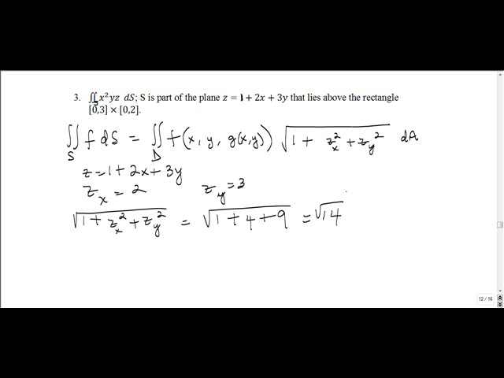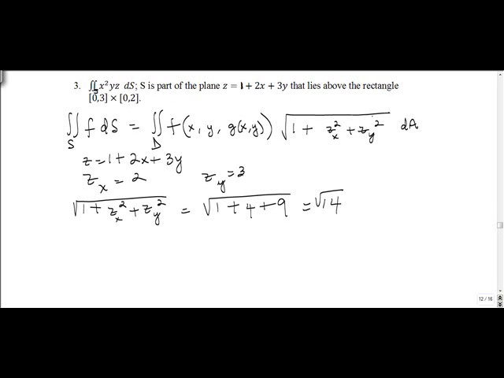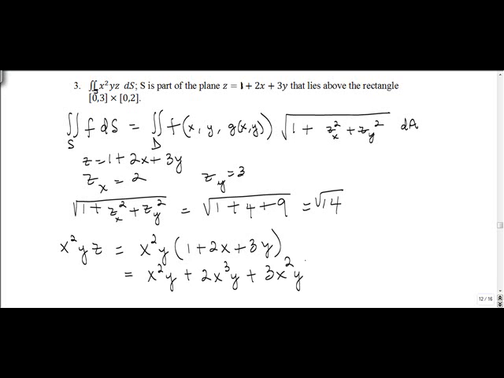Now we've done this part. Let's do this part. Take this function that you have to integrate, x squared yz, and rewrite it. Because it's a double integral, we cannot have z in the integrand. So we have to replace z with our equation there. So x squared y times 1 plus 2x plus 3y. That's what it is, which is equal to x squared y plus 2x cubed y plus 3x squared y squared. And so we are ready.